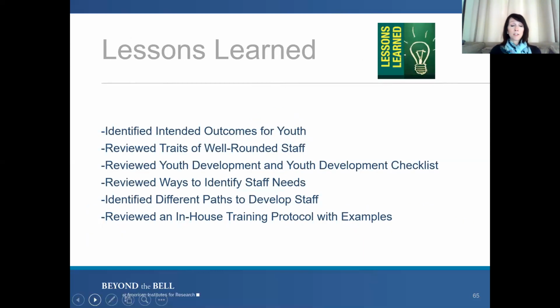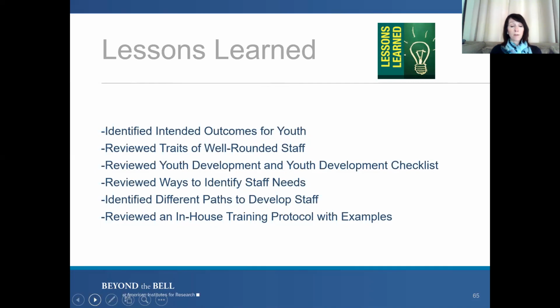So we're just about finished. Our lessons learned here. We identified intended outcomes for youth. We reviewed traits of well-rounded staff. We reviewed youth development as far as what it is, and what the principles and practices are that support youth development. And we also reviewed that youth development checklist. We reviewed ways to identify staff needs. We've identified several different paths to staff development. And finally, we reviewed an in-house training protocol with examples.